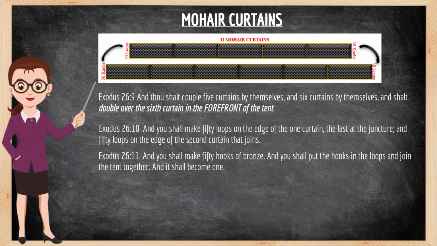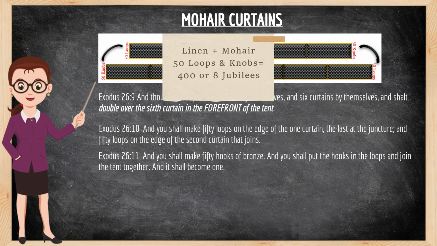Now the mohair felt curtains come together like the linen curtains, with 50 loops and knobs, or hooks, to create a door to the east and a door to the west, designating again the 50 count of a jubilee.